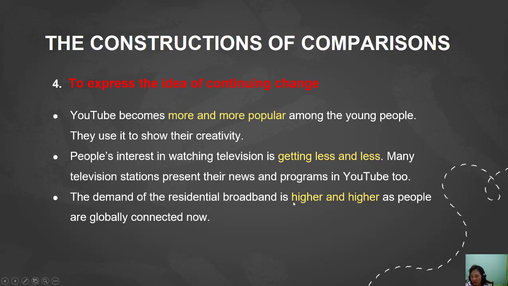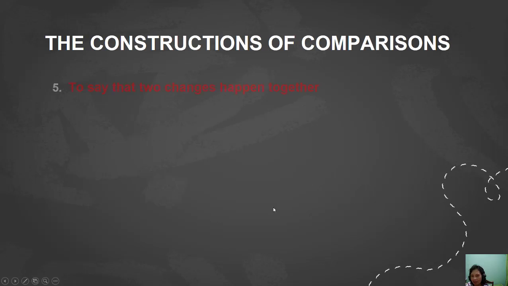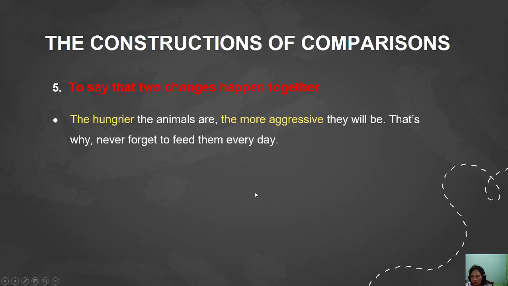Okay. And then the next is to say that two changes happen together. The hungrier the animals are, the more aggressive they will be. That's why never forget to feed them every day. The hungrier. So you have the here and comparative. The comparative and then subject and predicate, and then you have again the comparative and subject predicate.